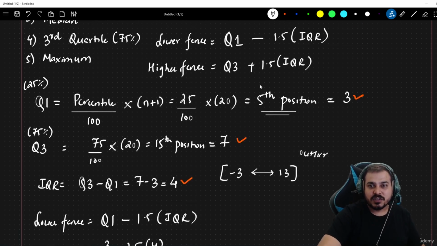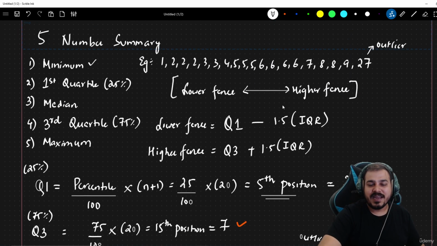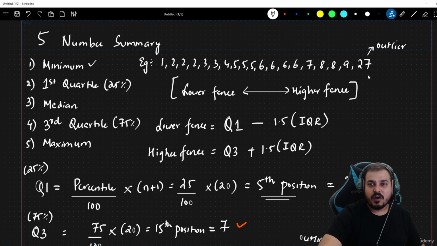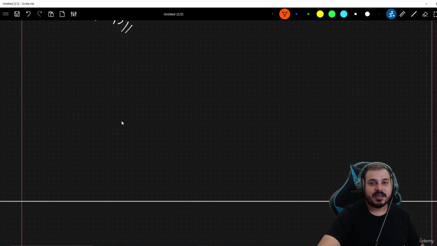So let's go and see the distribution and let's see whether there is any value greater than 13. So obviously 27 is there. So what are we going to do? We are going to take this particular element and remove it since this is an outlier. Right? Now after removing the outlier, I definitely know what is my minimum value, my first quartile value, median, and so on. So let's write this entire distribution again.